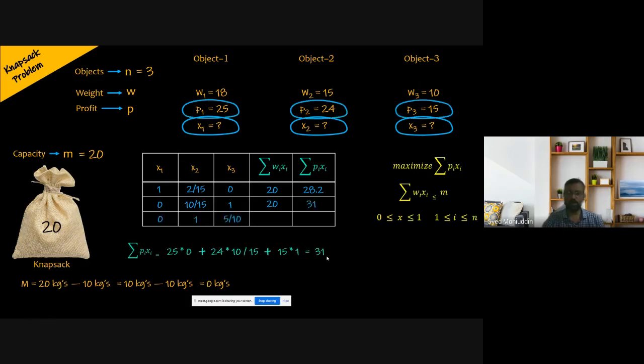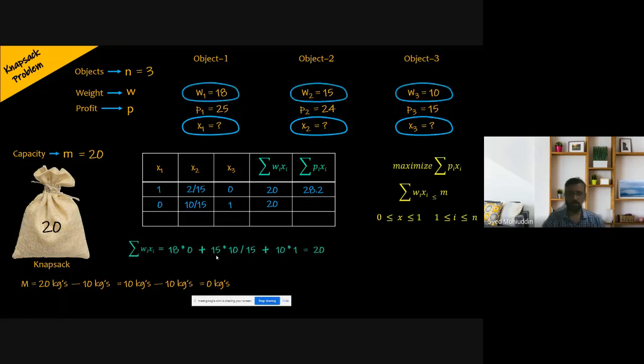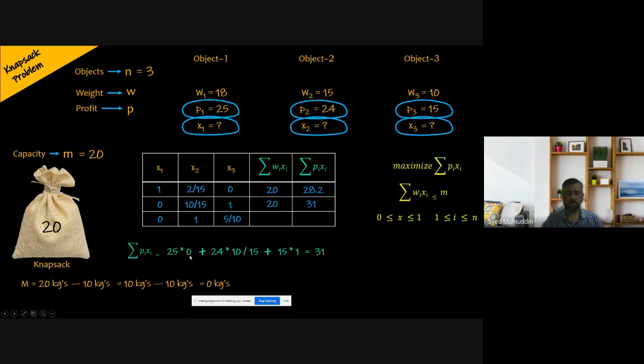What will be the profit? Profit will be 0 multiplied by 25, then 10 by 15 multiplied by 24, plus 1 multiplied by 15, which gives us 31 as the profit. Now, if you see, both are feasible solutions.